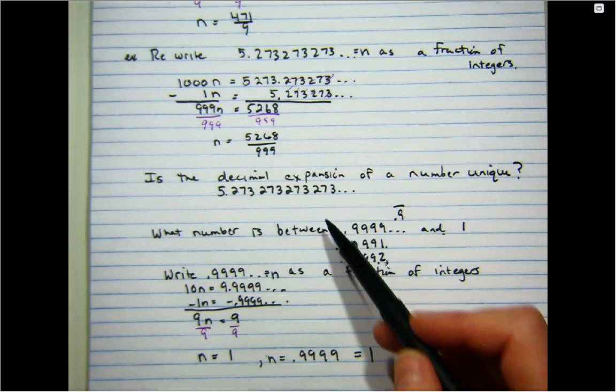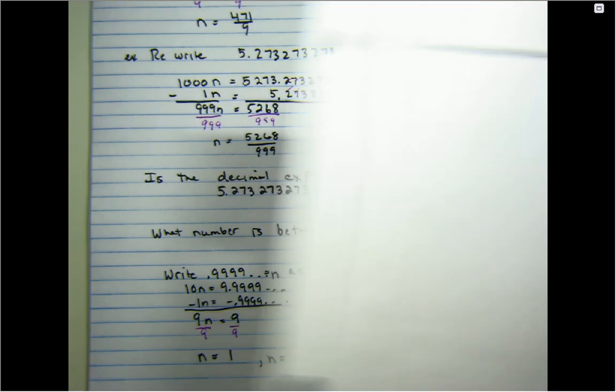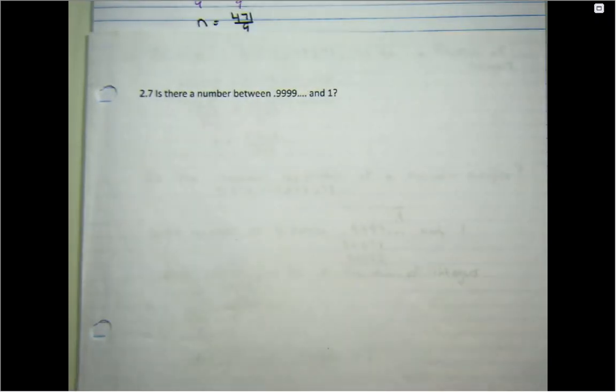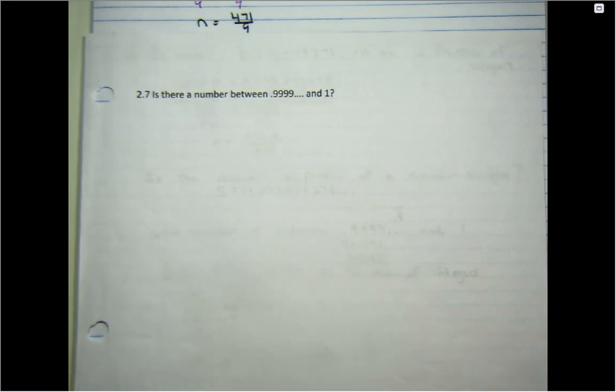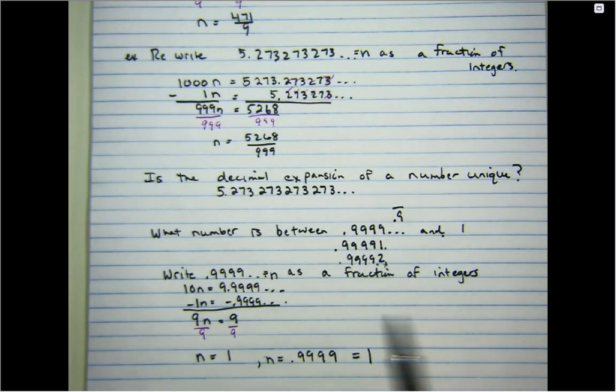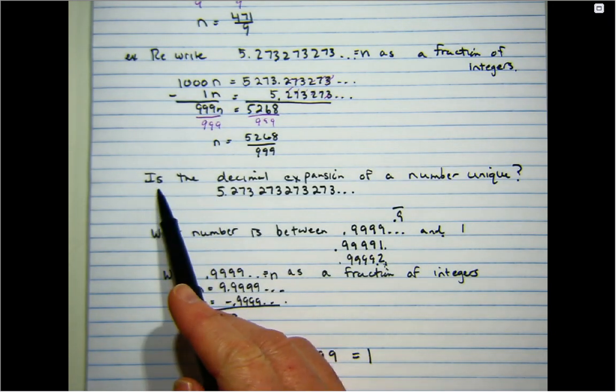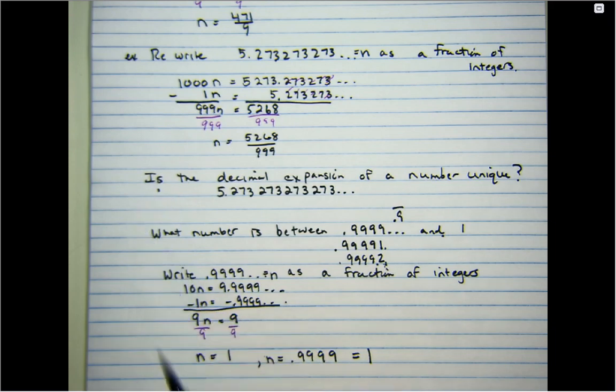So let's go back to our question. Is there a number between 0.9999 repeating and 1? No. Because they're the same. They're the same number. That answers this question as well. Is the decimal expansion of a number unique?